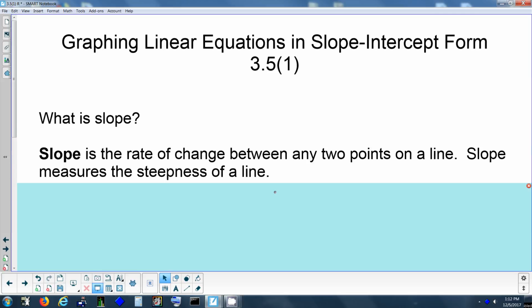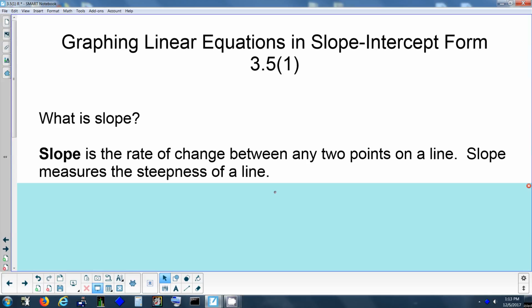But like I said, it could be positive, it could be negative. It could be 0, or it could be nothing at all. And we're going to look at the different pictures or graphs of slope to see how we figure out which one is which, because we have four options. All right, so slope is rate of change between any 2 points.